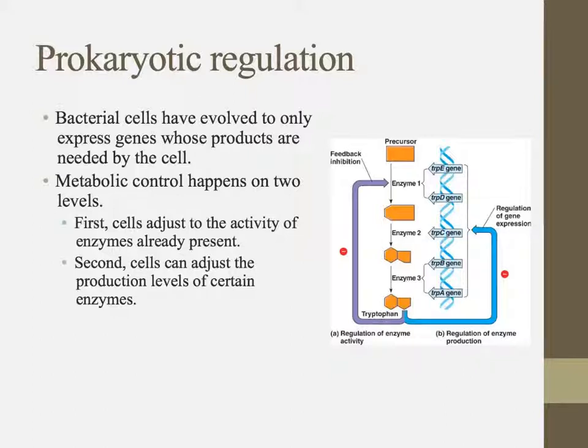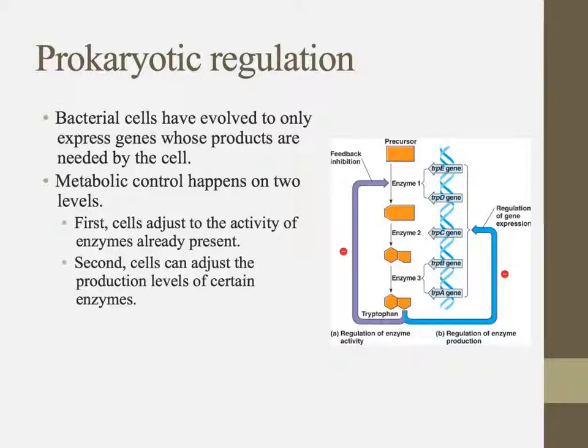First, cells adjust the activity of the enzymes that are already present. And second, the cells can adjust the production levels of those certain enzymes. So when looking at prokaryotic regulation, we're going to look at one specific example throughout 5.1. We're going to look at the example of tryptophan.